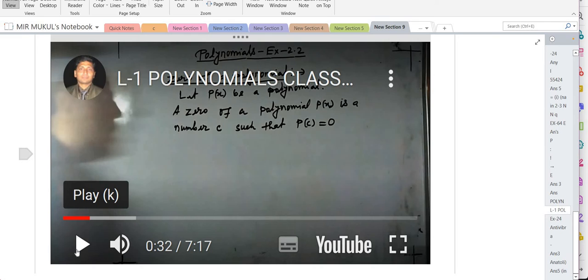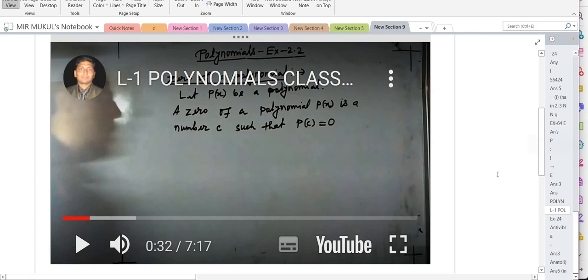Zero of a polynomial. Let p(x) be a polynomial. A zero of a polynomial p(x) is a number c such that p(c) equals 0. So write this down and give the heading exercise 2.2. Have you written? Yes, sir. Okay.